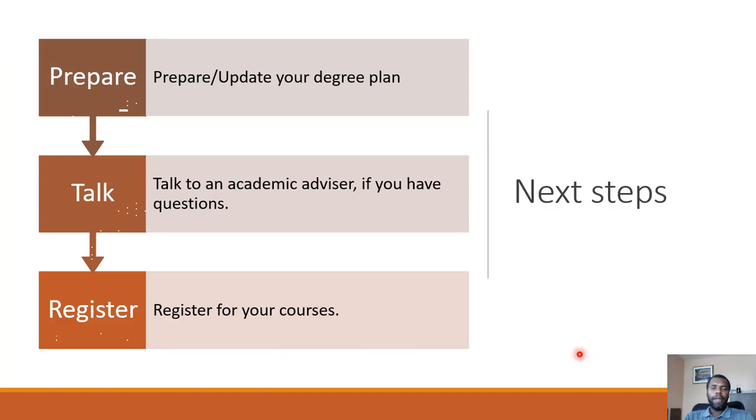You should prepare and update your degree plan. You can talk to an academic advisor in the Department of Computing if you have questions, especially about the computing courses. If you have questions about other department's courses, you should direct your questions to that department. Then you should register for your courses, right? Remember, registration is how the university knows that you intend to take a course.